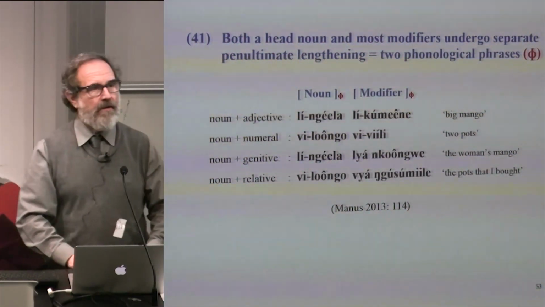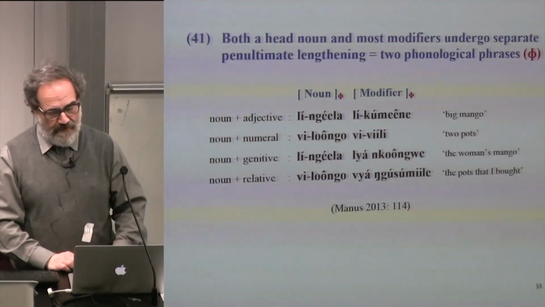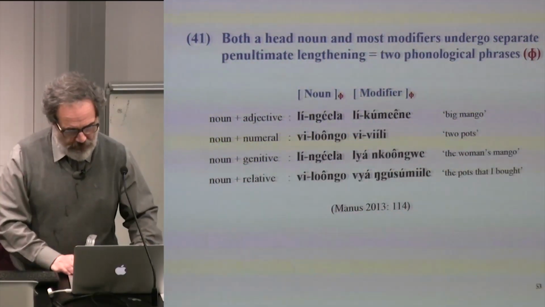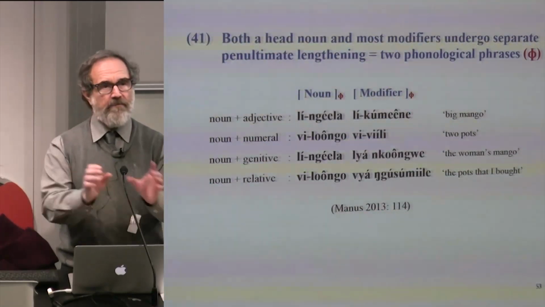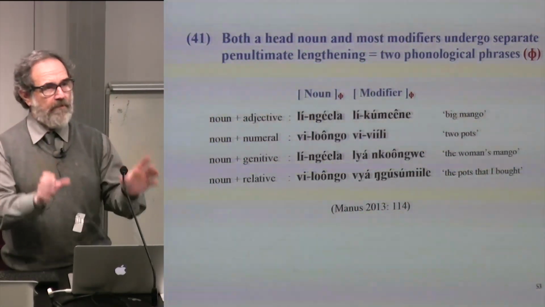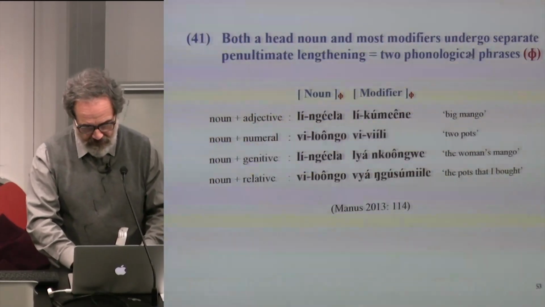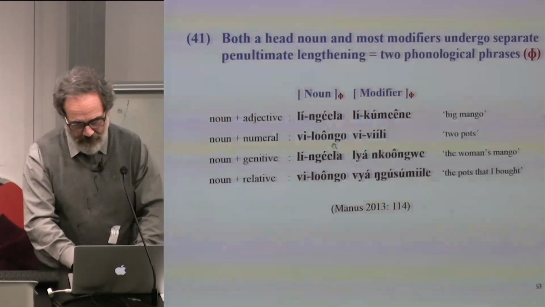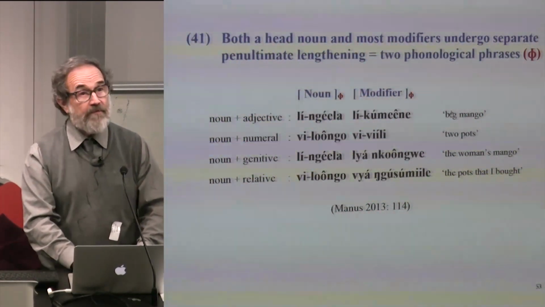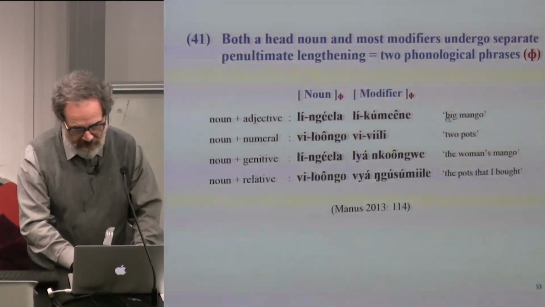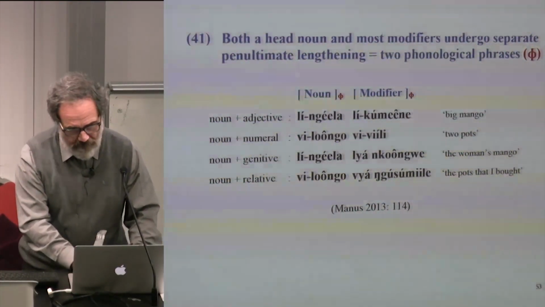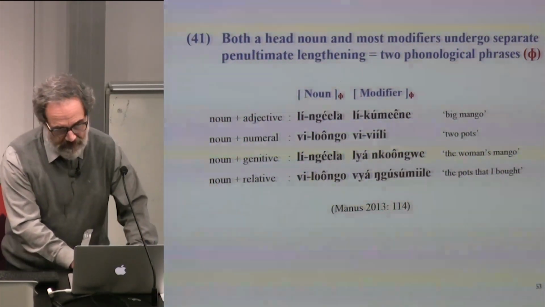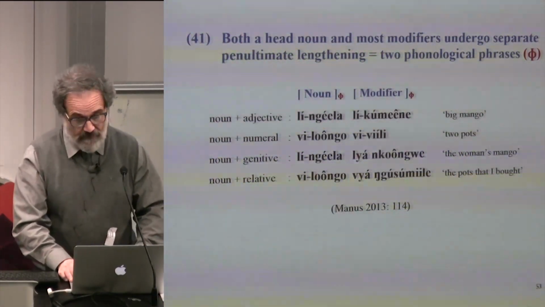And when you have a head noun and a modifier, most modifiers undergo separate penultimate lengthening, so the conclusion would be that they phrase separately, that a noun with a modifier consists of two phonological phrases. So you can see this with an adjective in the first example, big mango. You can see it in the second example with a numeral, that the noun and the numeral both undergo penultimate lengthening. You can see it with a genitive, the mango of the woman, so mango of woman. And then a relative clause as well, the pots that I bought. Okay, most modifiers work that way.